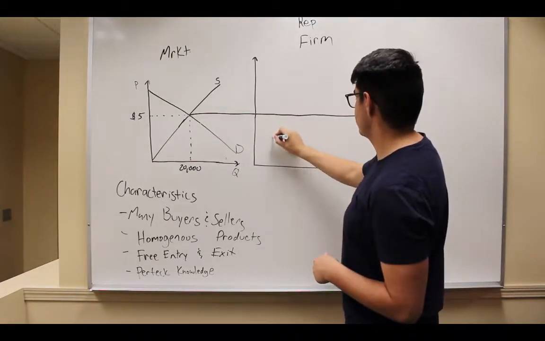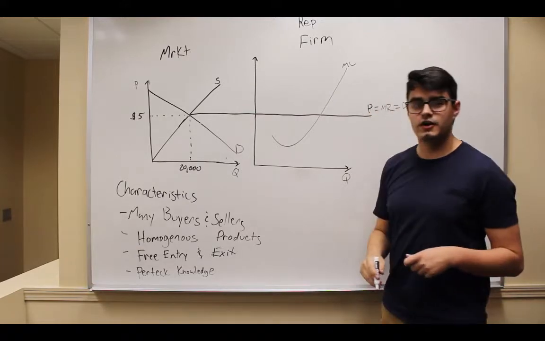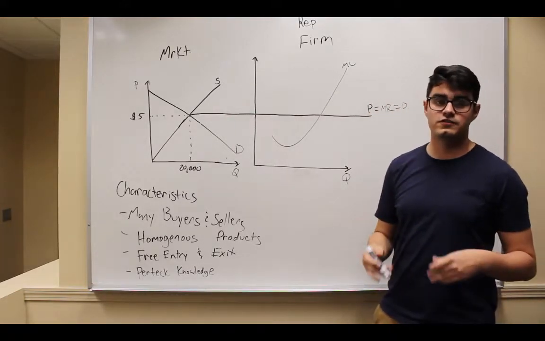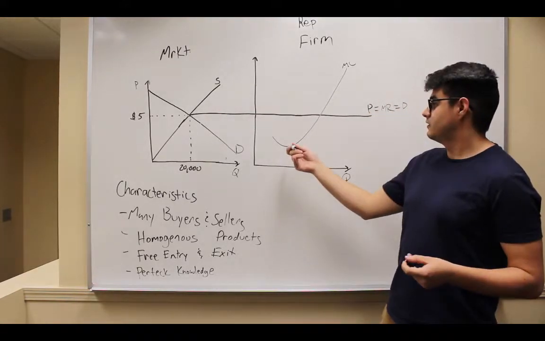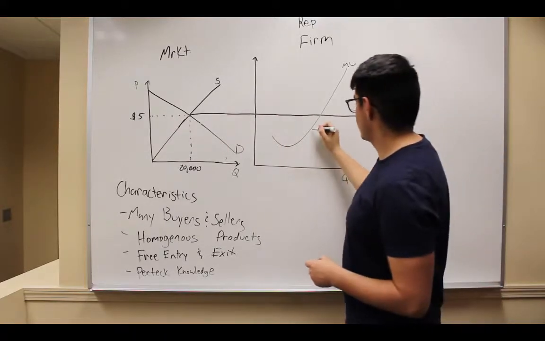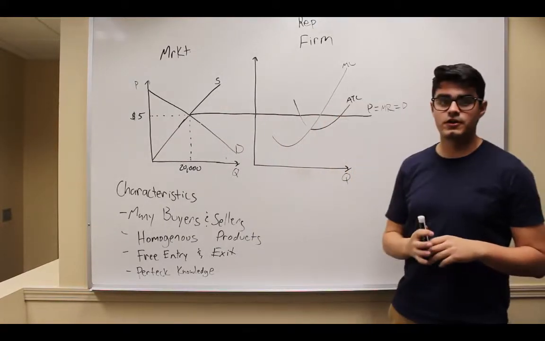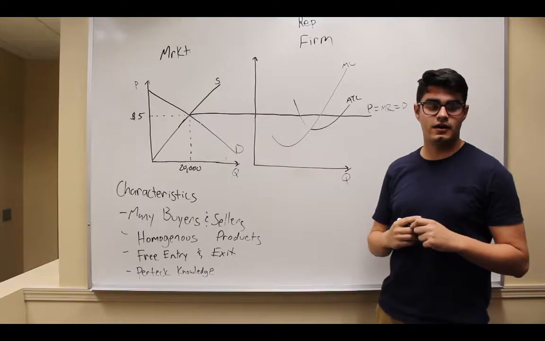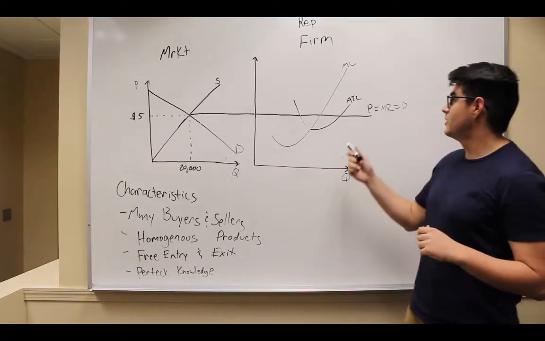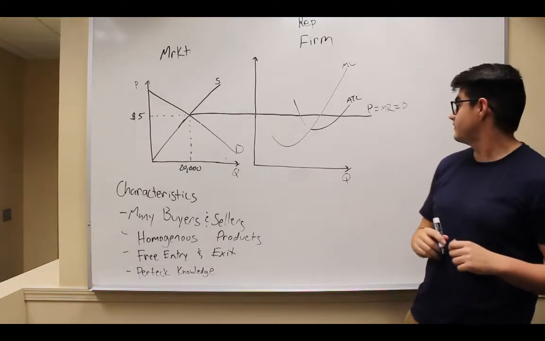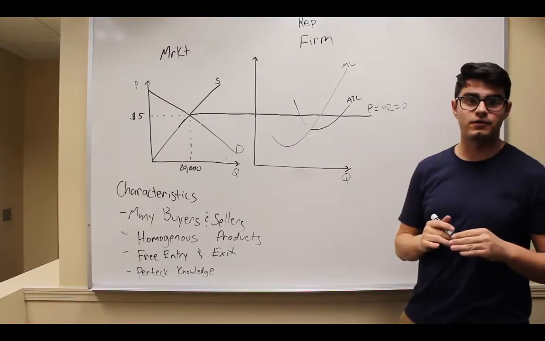First, we have our marginal cost curve, which just represents the change in costs of producing another good. And then here we have our average total cost curve. Our firm is going to profit maximize and loss minimize when marginal cost equals marginal revenue. That is the stopping point for firms.